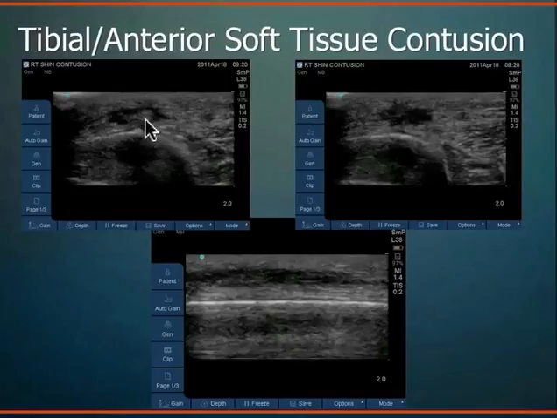And here you can actually see a little bit of tissue debris. Sometimes with these hematomas you get thickening of the tissue and a collection of tissue debris, which can sometimes cause other complications, which you could follow on ultrasound, that you might not necessarily see on X-ray or other imaging modalities.